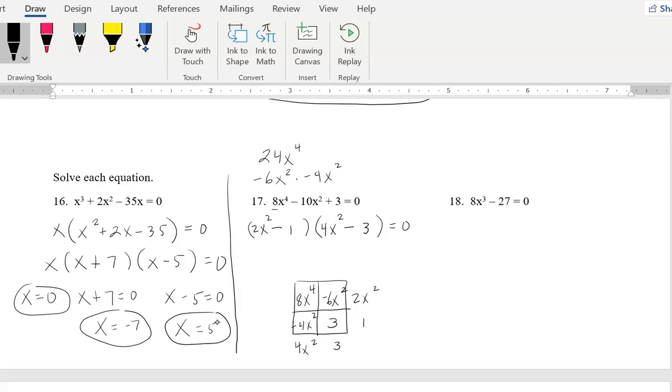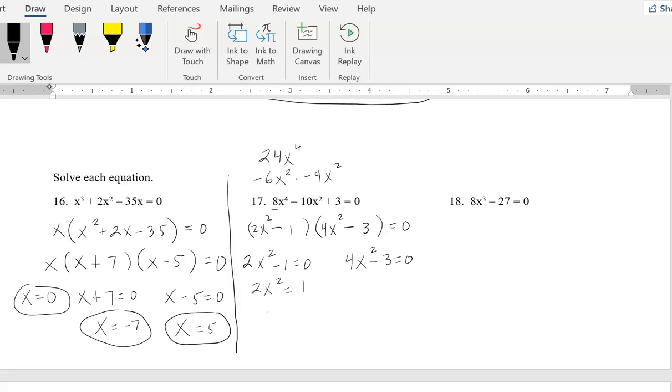Okay, so you could double check it and make sure if you do FOIL, are you going to get this trinomial? And it looks like we are. So since you've already seen the box method and I need some room to solve, I'm just going to erase the box. But that was just a little box method review. So take each of your separate factors and make them equal to 0. So 2x squared equals 1, x squared equals 1/2, x equals plus minus the square root of 1/2.